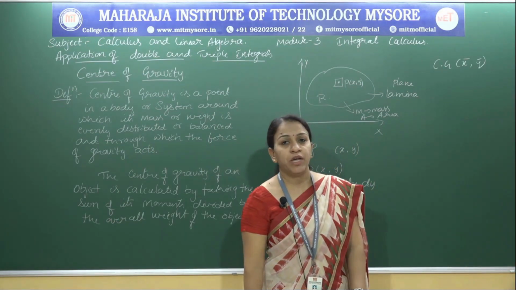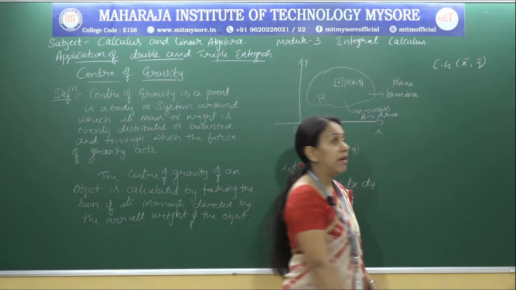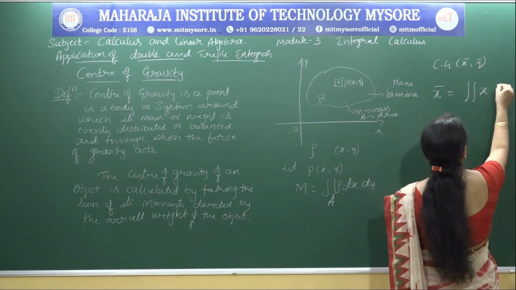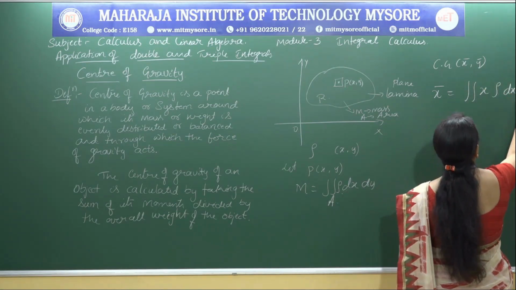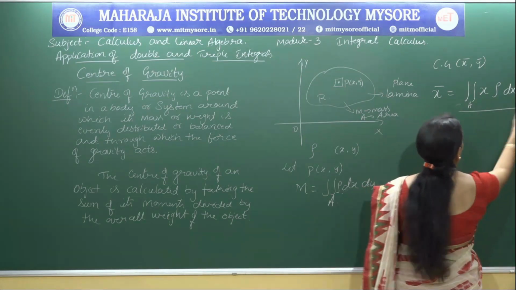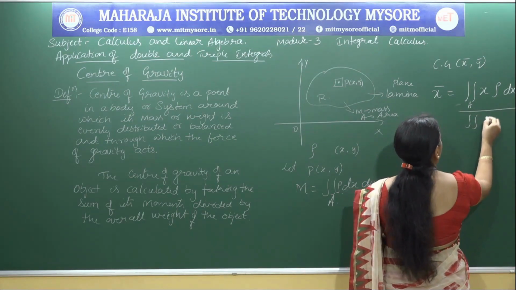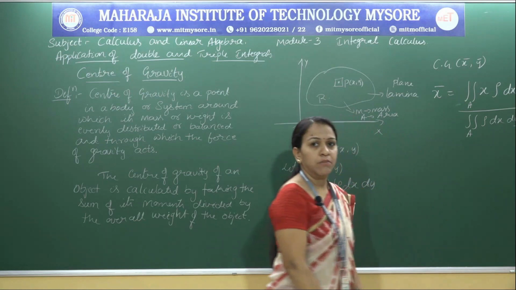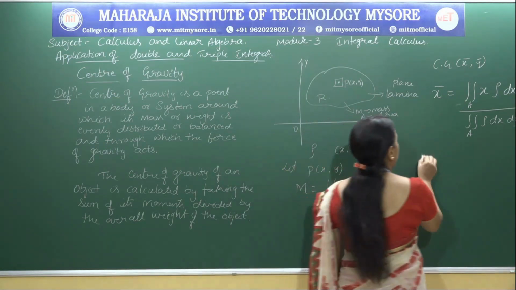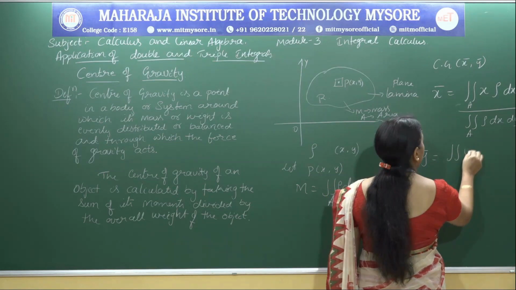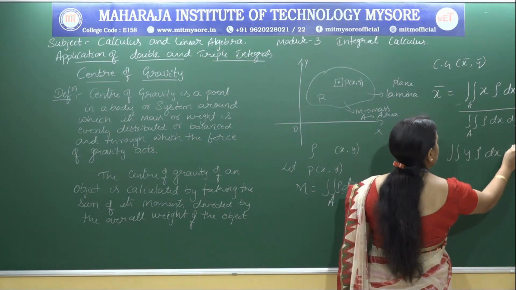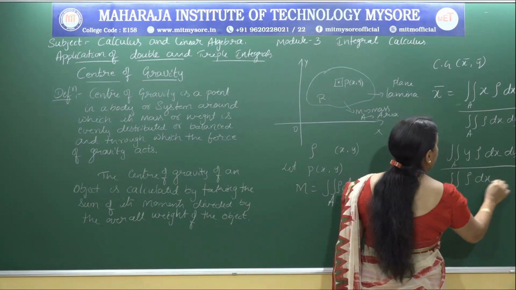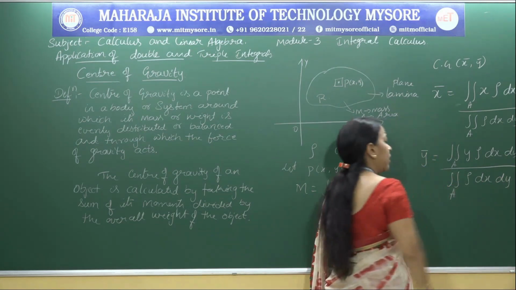So the center of gravity x bar comma y bar of the plane is given by x bar equal to the double integral of x into rho into dx dy over the given area, divided by the double integral of rho into dx dy over the given area, that is nothing but the total mass m. And similarly y bar is the double integral of y into rho into dx dy over area A divided by the double integral of rho into dx dy over the area A.